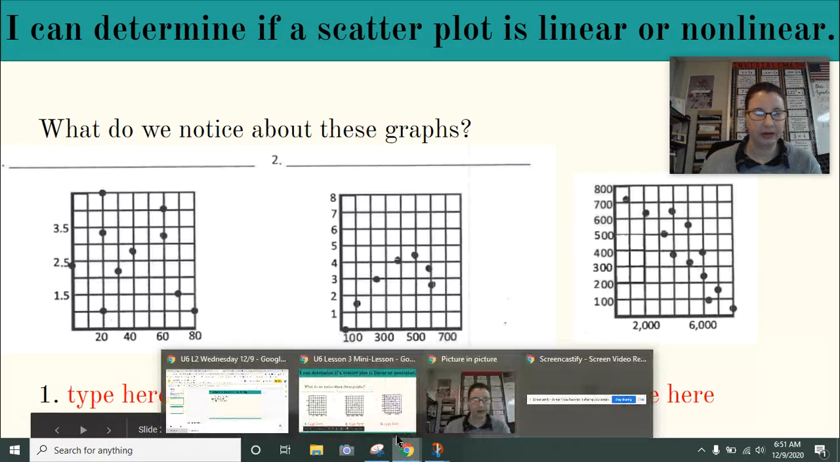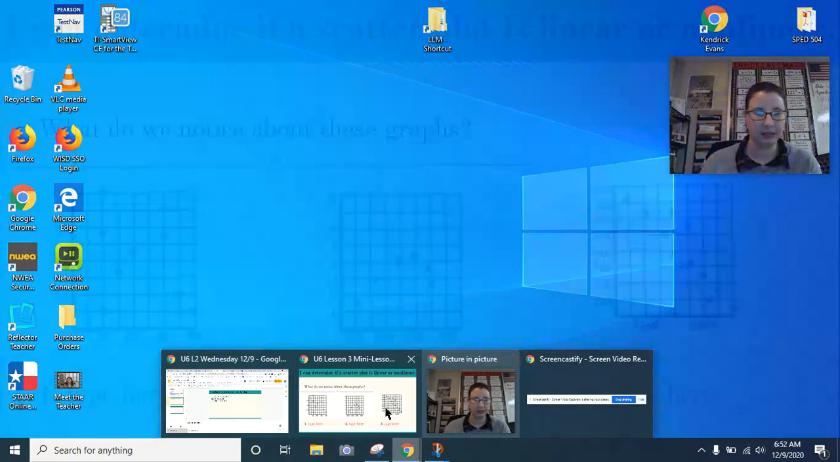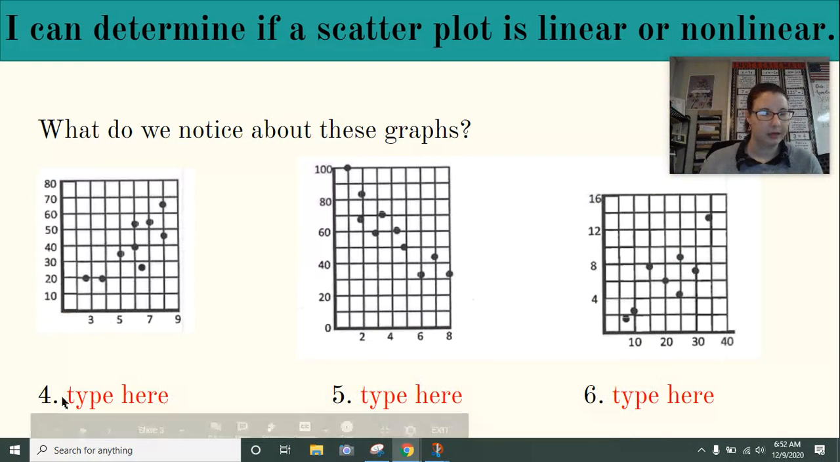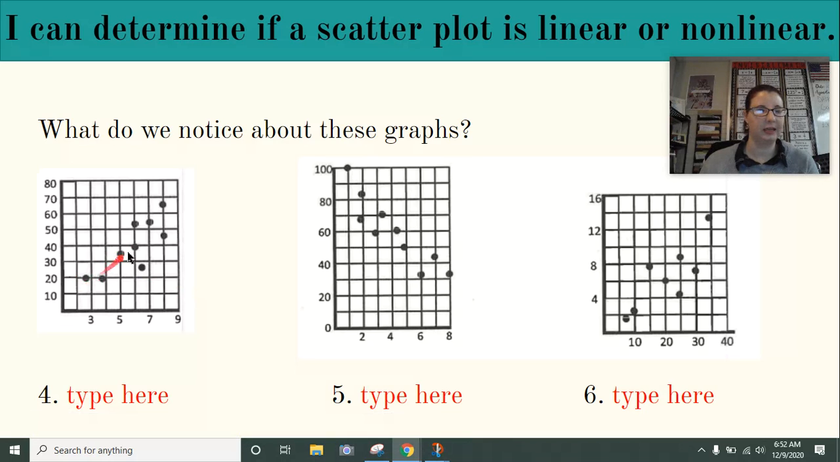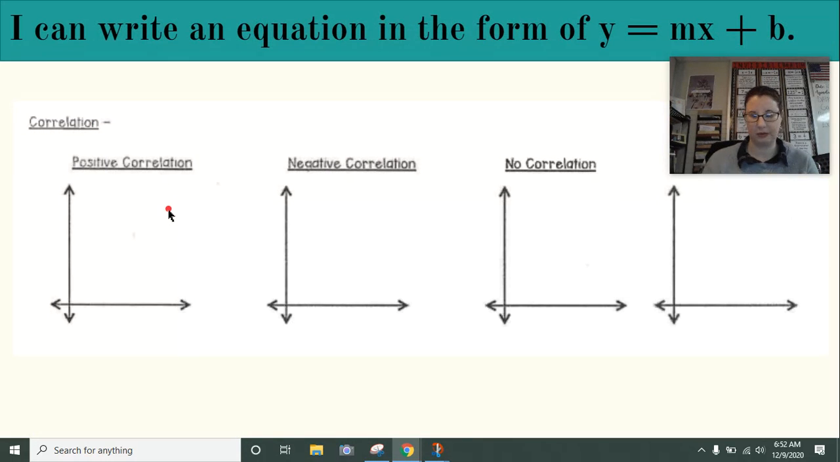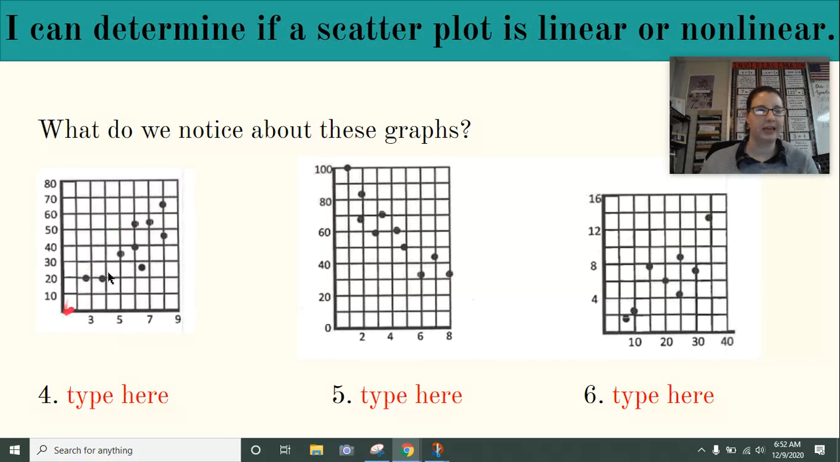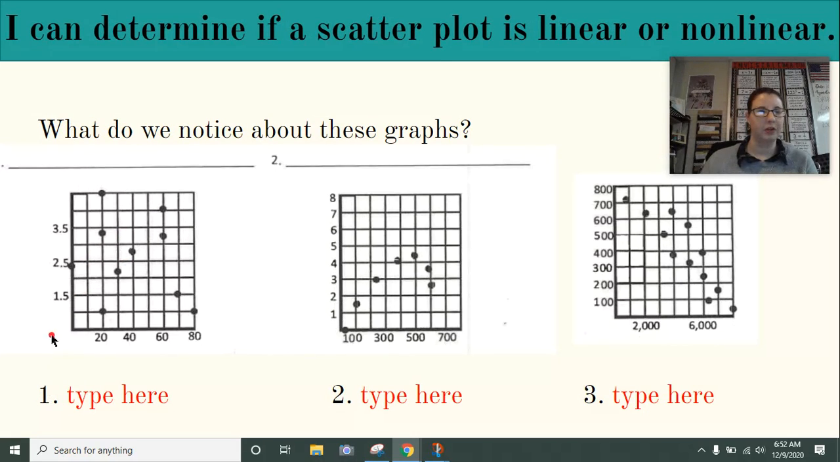Now, let me figure out how to draw again. When I am drawing, I want to see how this data tracks. Okay, for number one, if I'm looking at this data, there's not really any discernible pattern. It's kind of scattered all around. I sort of see a line here, but I can't draw a particular line from one side to the other.